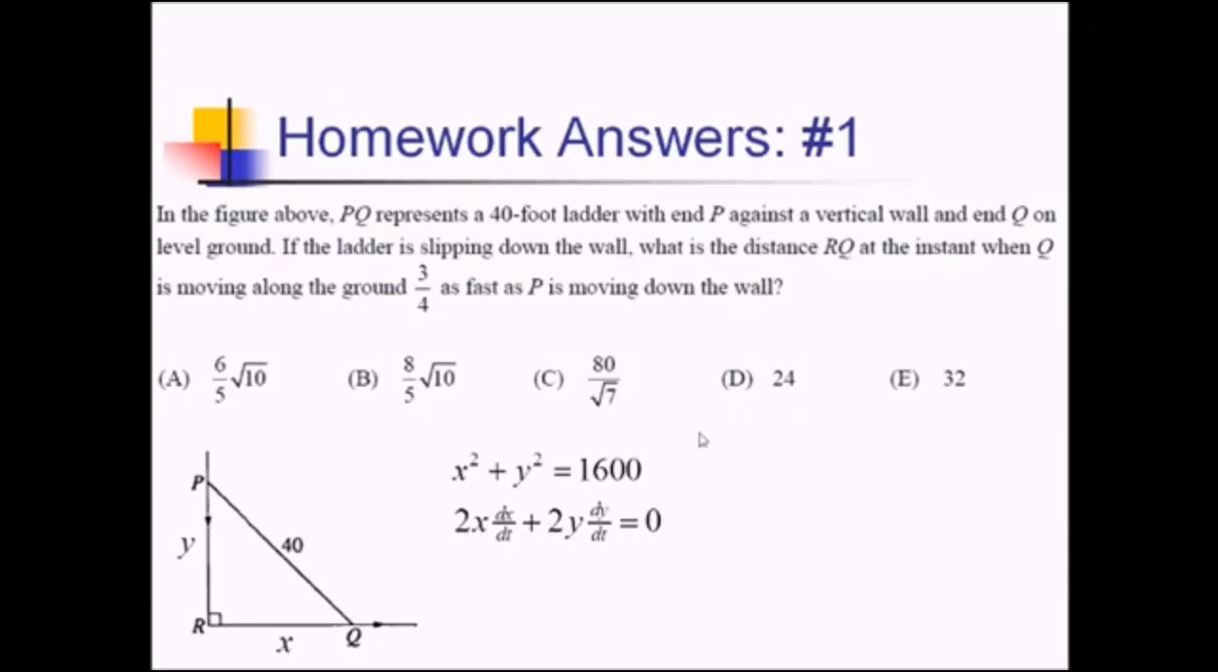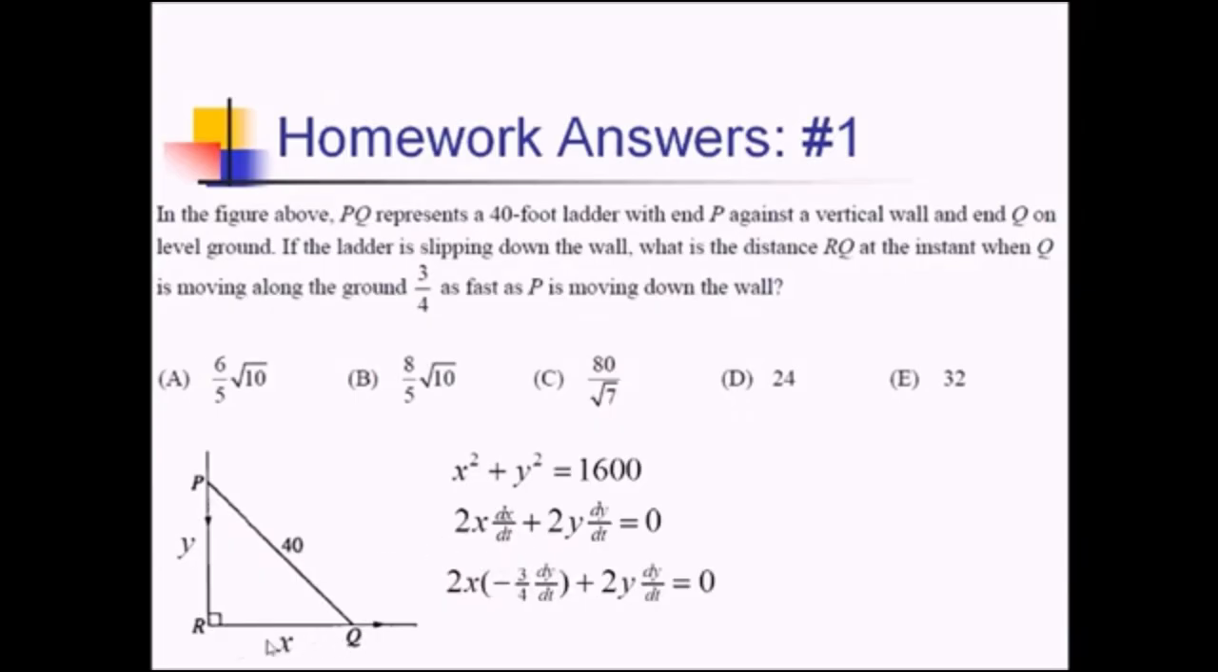We did find out by reading the problem that this dx over dt rate of change, the Q moving along the ground, is 3/4 the rate of change of dy over dt, at least when it's moving downwards. So we could replace dx over dt with 3/4 dy over dt. We do have to make one little adjustment, though, and that is dy over dt needs to be negative when we replace dx over dt with it.